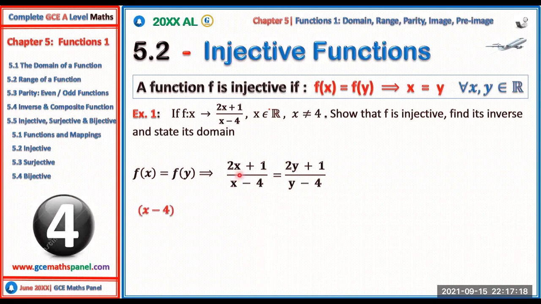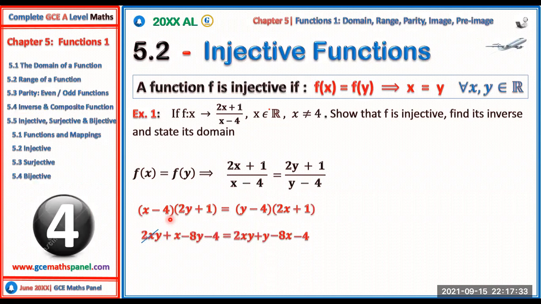So we simplify, we cross multiply, you have x minus 4 times 2y plus 1 to be equal to y minus 4 times 2x plus 1. We expand. When we expand and simplify, this is what we are going to have. Now, we have 2xy on the left-hand side, 2xy on the right-hand side. The 2xy cancel out when we bring one to the other side. We equally have minus 4 on both sides. So these ones will also be eliminated when we bring one to the other side. We'll be left with x minus 8x. When we bring this one to the left-hand side, it becomes 9x.